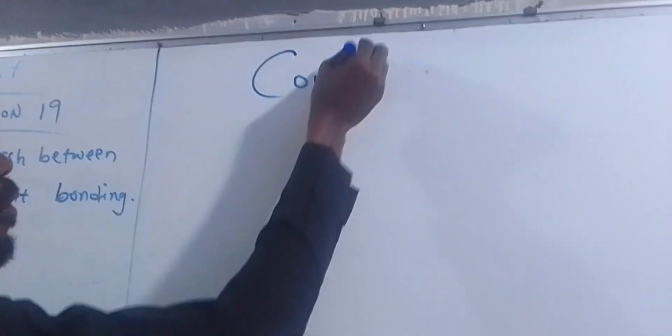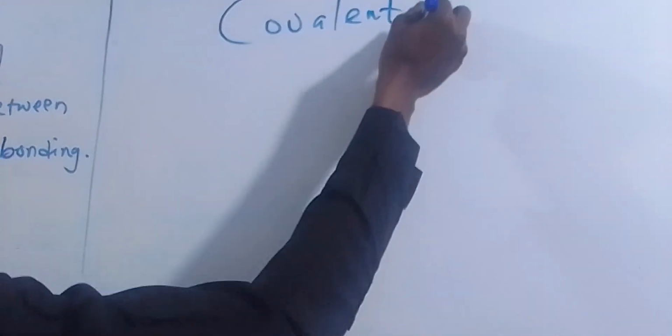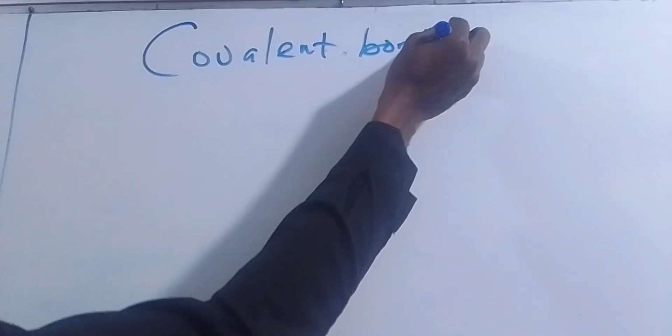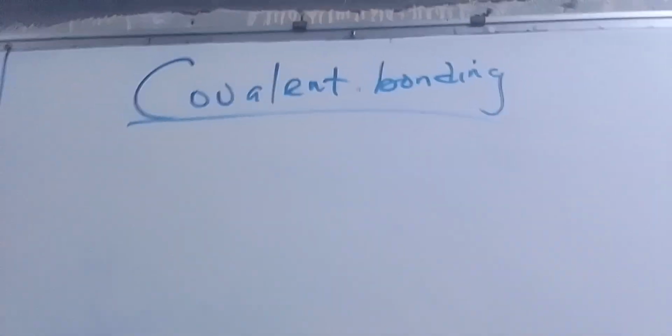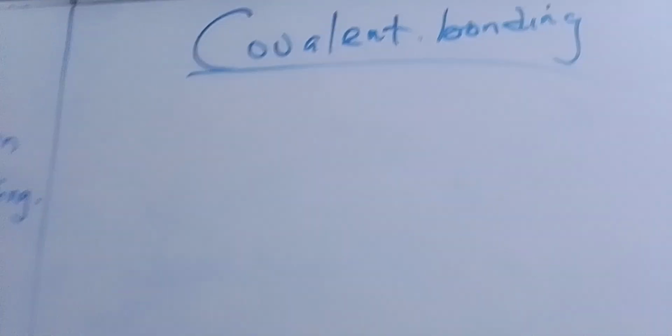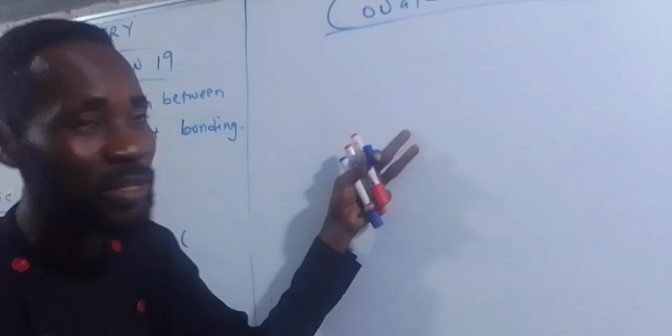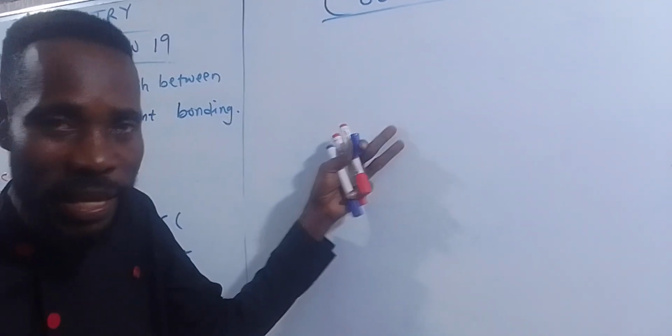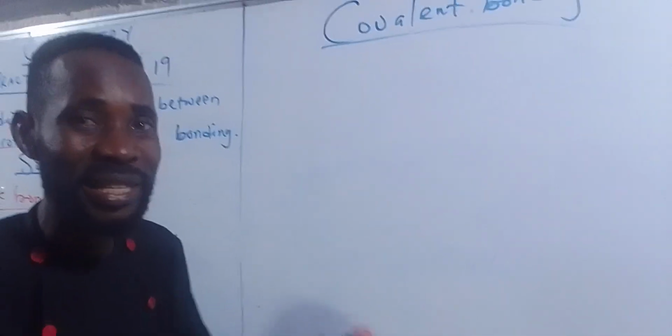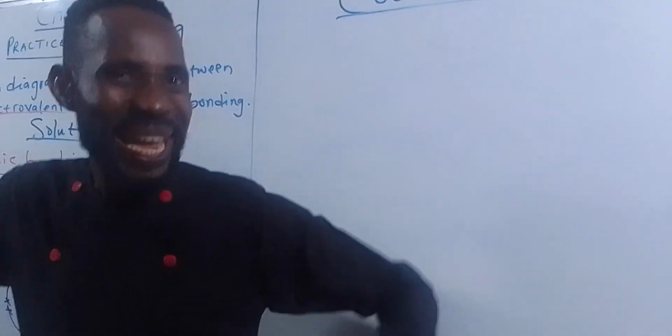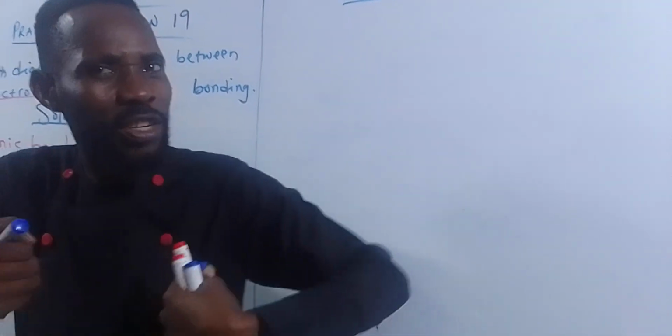Now let's quickly take a look at covalent combination. In covalent bonding, you find that there is no transfer of electron from one to the other. Rather, the two reactants come together and donate equal amounts of electrons to be shared, thereby obtaining what we call the octet configuration.